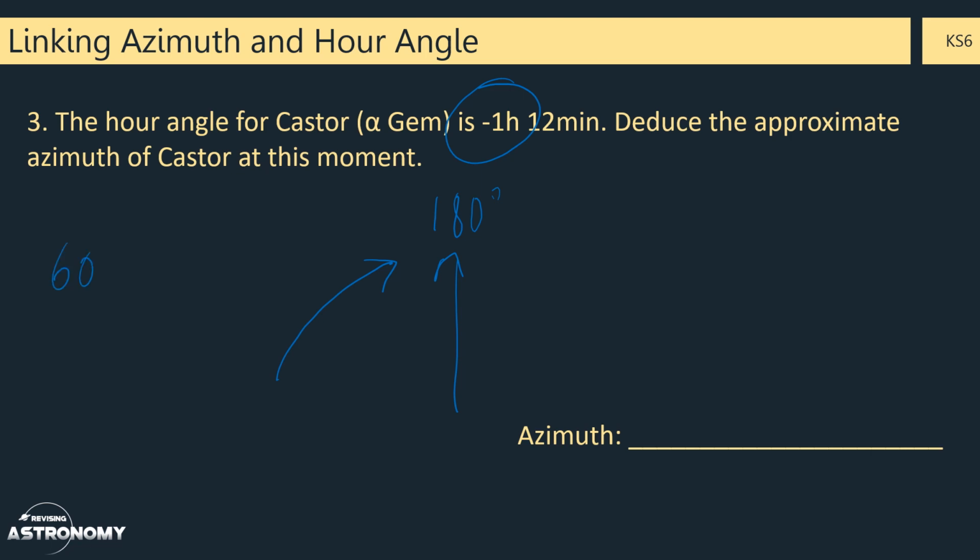So we know the same fact that we're using, that 60 minutes is the same as 15 degrees, but we don't have that. We have 72 minutes because we've got 1 hour plus 12. So what do we need to do to go from 60 to 72? We times by 1.2. So we're going to do exactly the same on this side. Multiplying it by 1.2 gives us 18. So therefore we know that it is 18 degrees earlier than 180. So we're going to do 180 minus 18 degrees, which gives us an azimuth of 162 degrees.